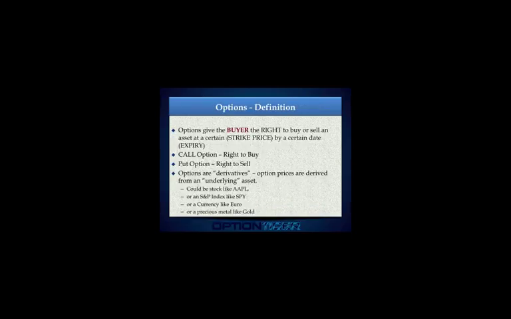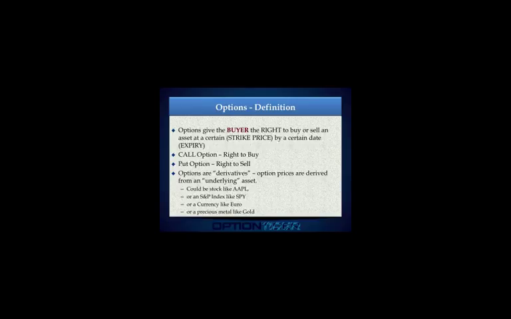So let's define what an option is. The buyer of an option has the right, but not the obligation, to buy or sell an asset at a certain price by a certain date. I know this formal definition is not going to be very helpful, but let's just go through it. For every buyer of an option, there has to be a seller or the counterparty.